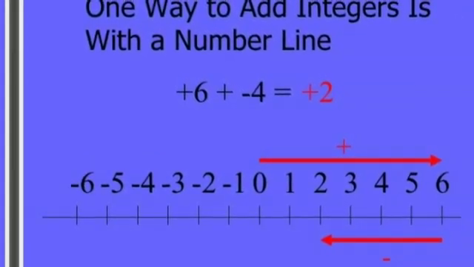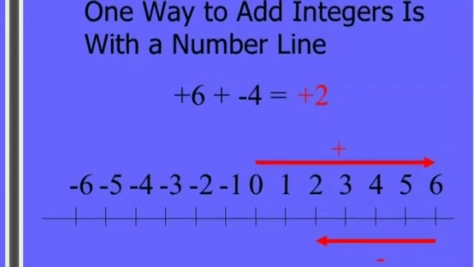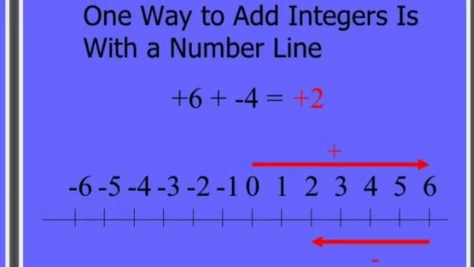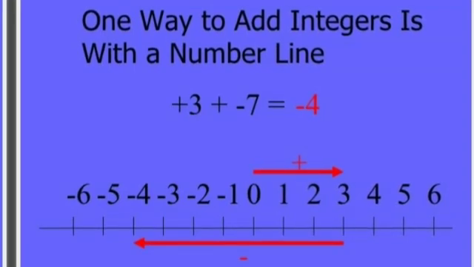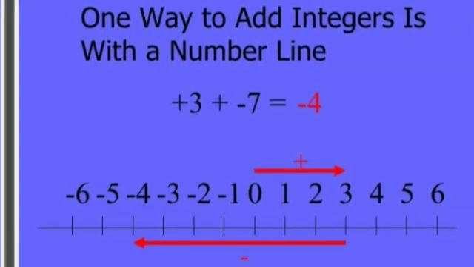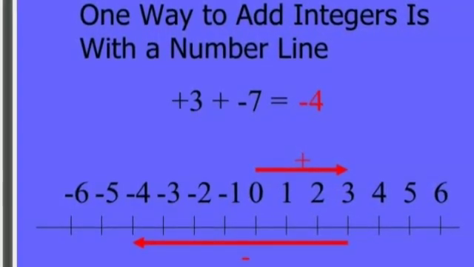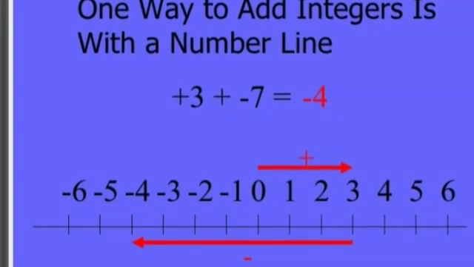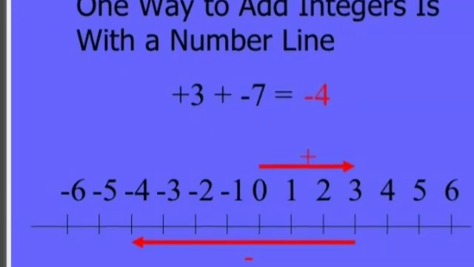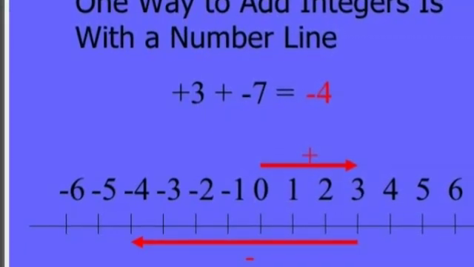See here, one more. One way to add integers is with a number line. See here, plus 3 adding with minus 7. Plus 3 means first you start with 0, 0 to 1, 1 to 2, 2 to 3. Again adding a negative number. A negative number means you should move towards the left direction. How many positions? 7 times.